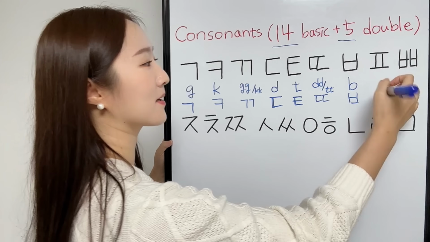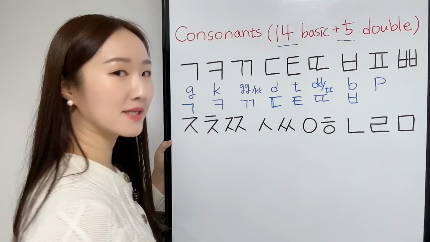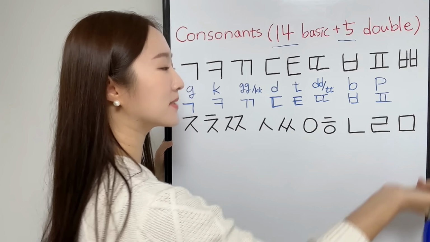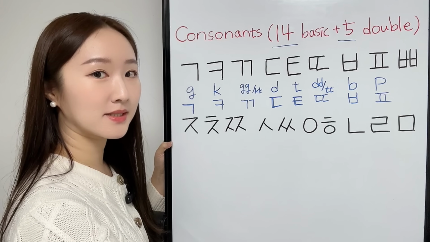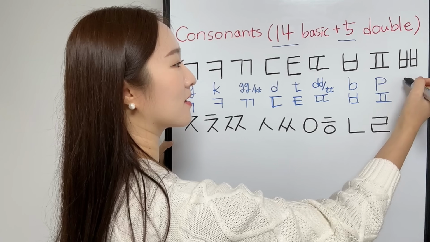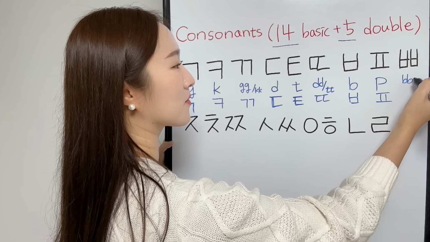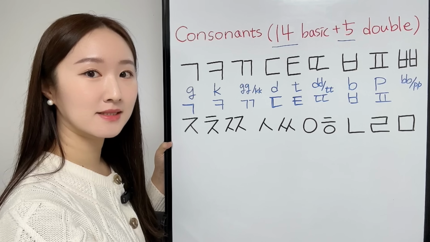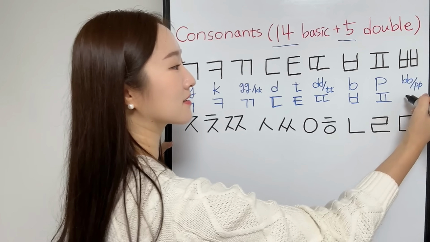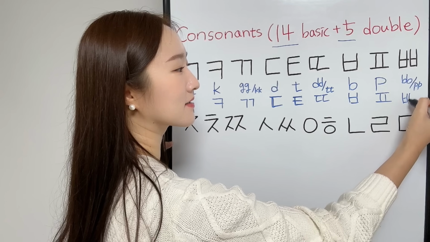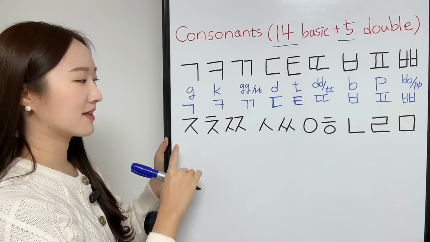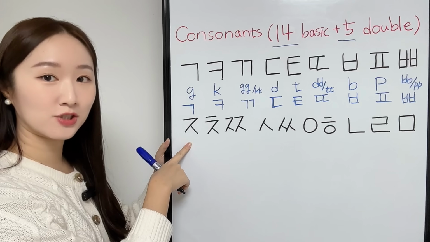And next one, this is B sound, b. And this is P sound, p. This one, double B sound or double P sound. It's bb.